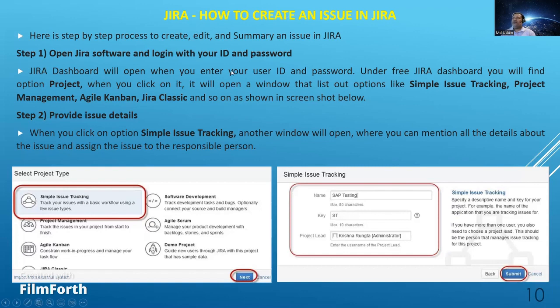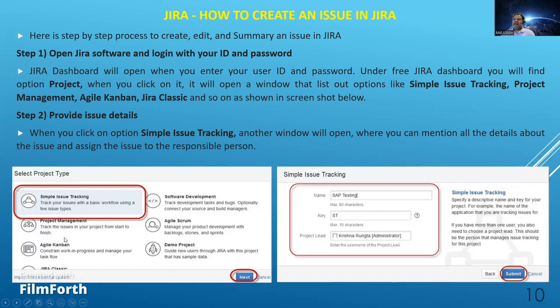So once you install it, you open it, log in with user ID and password, and get to the dashboard. Under the Jira dashboard, you will find the open project option, right? When you click on it, it will open a window that consists of simple issue tracking, project management, Agile Kanban, Jira Classic. You see here, right? Once you click the project, you will see all these things.